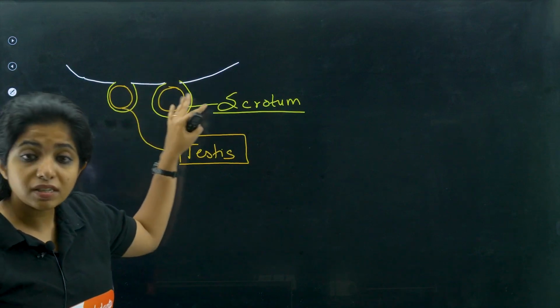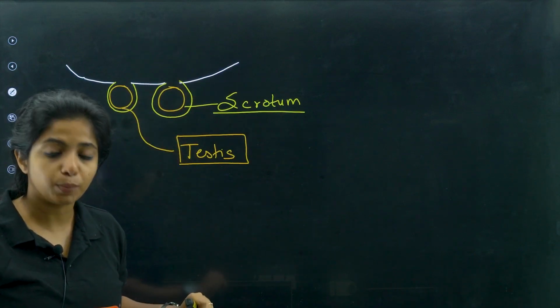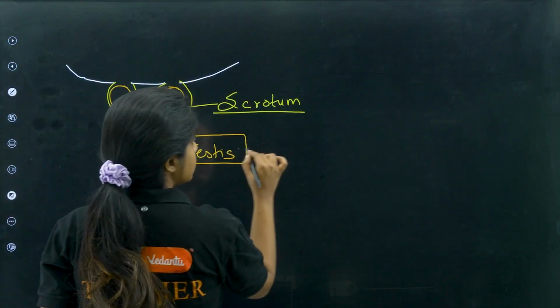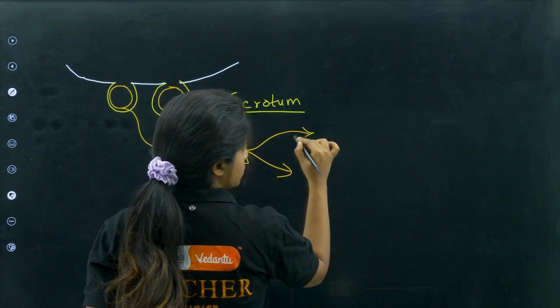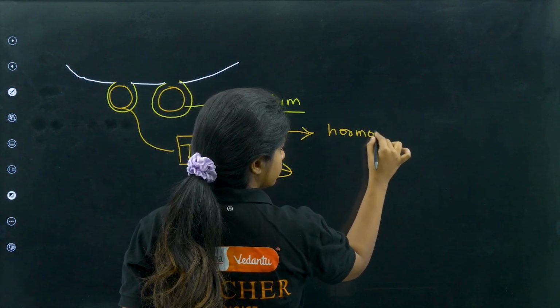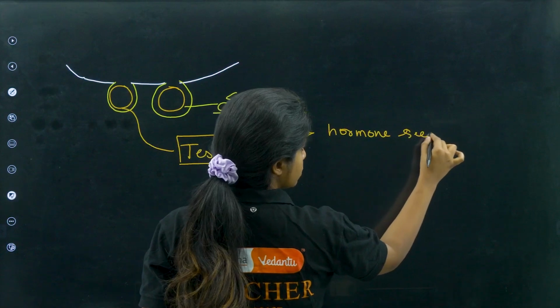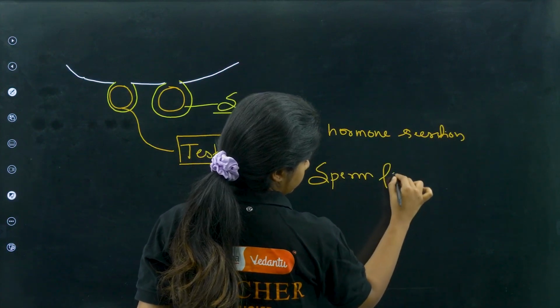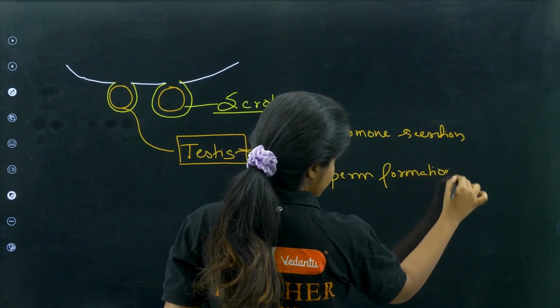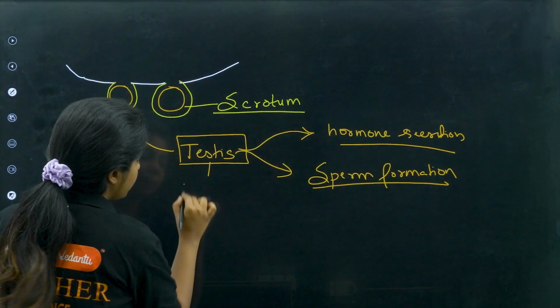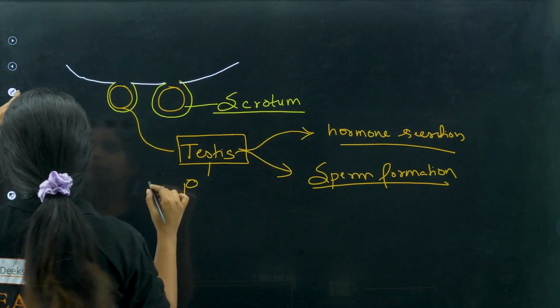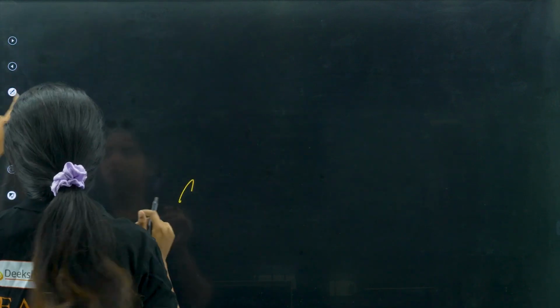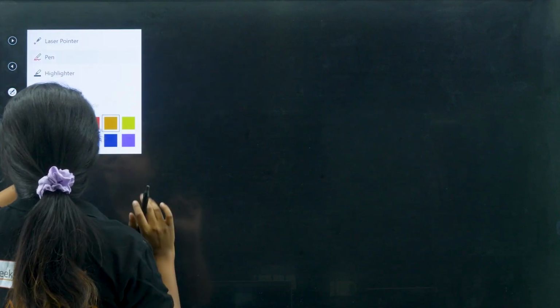Why do you think it is outside the body? Because the testis is a place where two important things happen. One is hormone secretion, and the second thing is sperm formation. The testis is known as the primary sex organ of the males. Oh my God, Jasmine. If it goes, it does not come back.